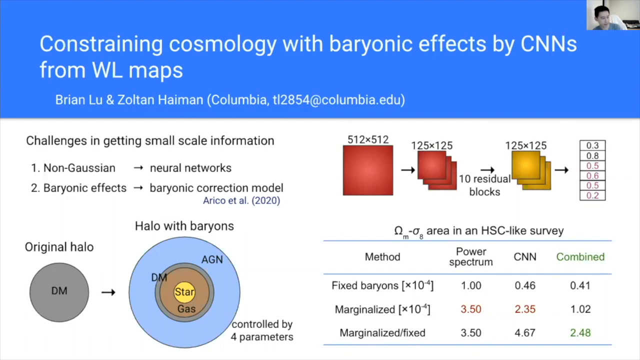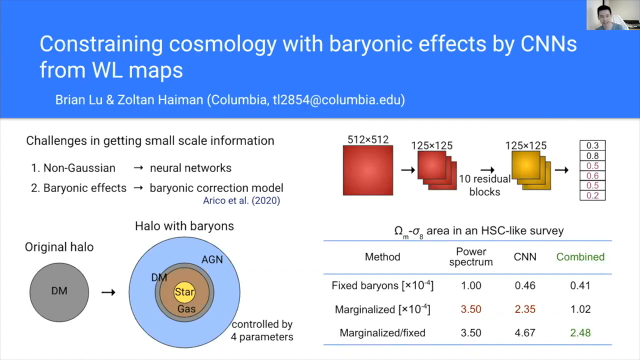First of all, I want to point out that there are at least two challenges in getting small-scale information from weak lensing maps. The first one is, of course, that the information is non-Gaussian. So in this work, we take neural networks as our subjects and see how they perform in their specific task. And the second one is baryonic effects. We think baryonic effects are really important here because we know they affect the weak lensing signal, but we don't know exactly how and by how much. So our approach in this work is to employ the baryonic correction model proposed in Schneider et al. 2020.